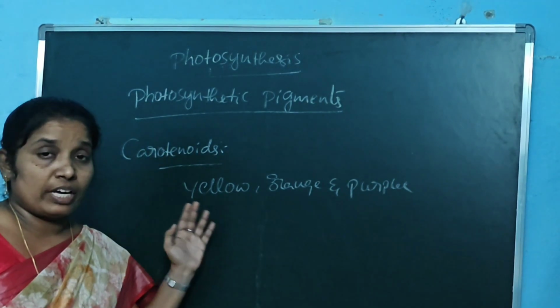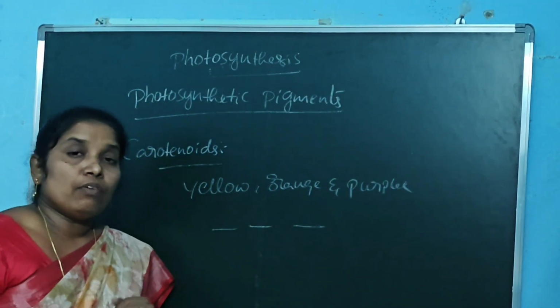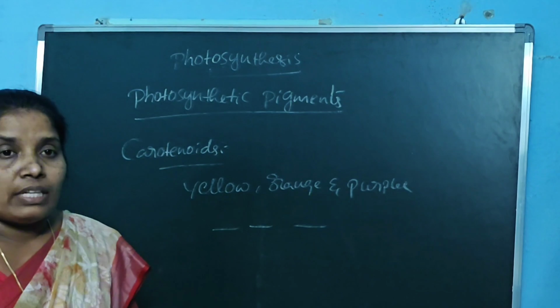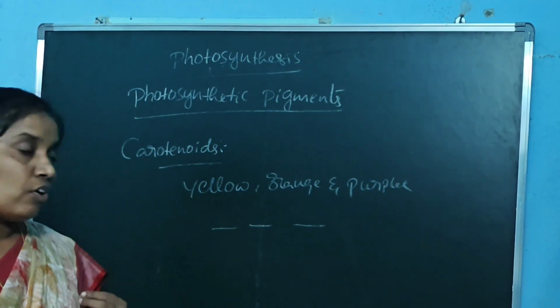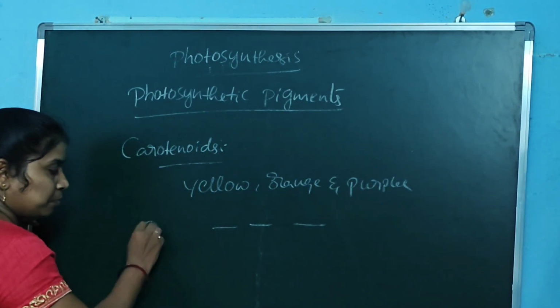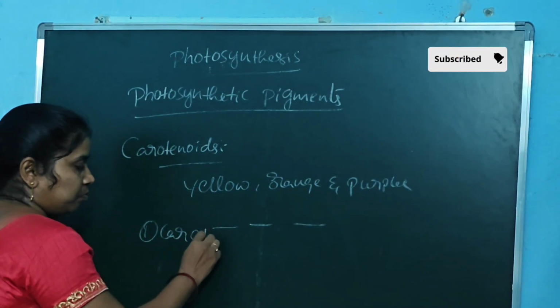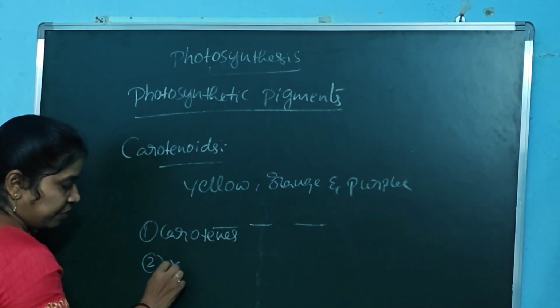They don't have the porphyrin head and phytol tail type. They are open chain structures, so they belong to the terpenoid group. Okay, so carotenoids are again divided into 2 types: carotenes and xanthophylls.